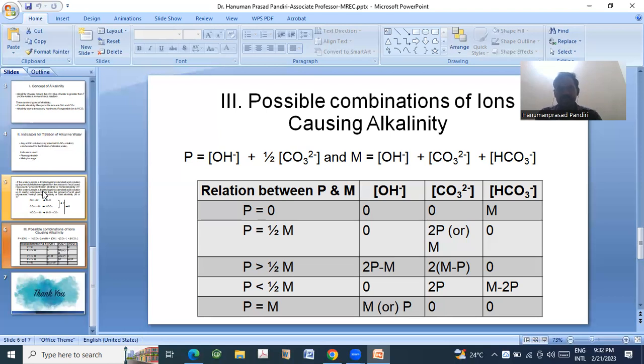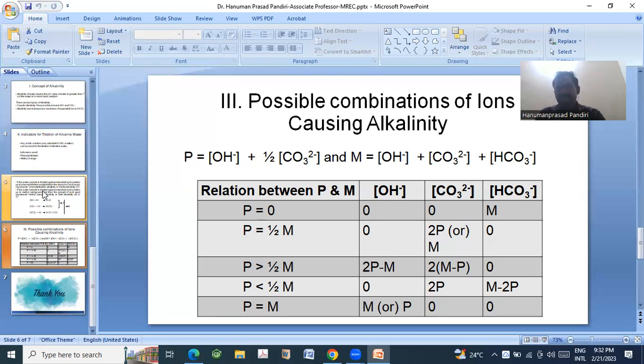Then M, M means methyl orange alkalinity, will be, here OH minus concentration is 0 and carbonate concentration is also 0. Then M is equal to HCO3 minus concentration. So the concentration of HCO3 minus will become M. So if P equal to 0, the concentrations of 3 ions, OH minus concentration is 0, CO3 2 minus concentration is also 0, and HCO3 minus concentration is M. So this is about the first relation, that is P equal to 0.